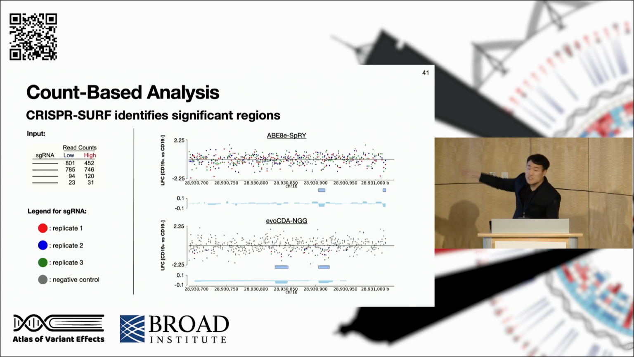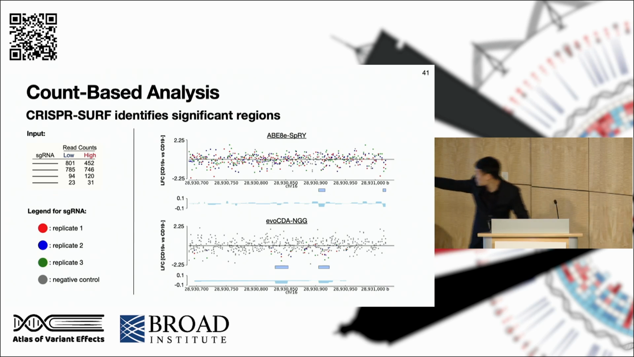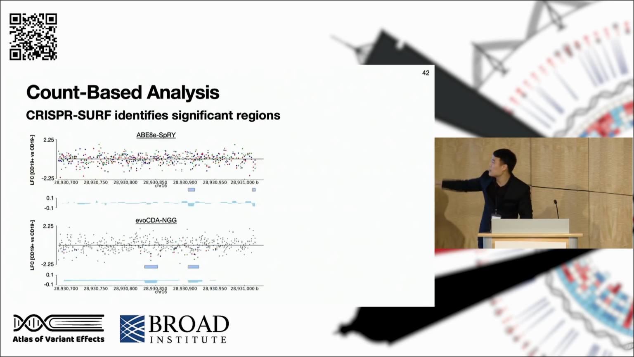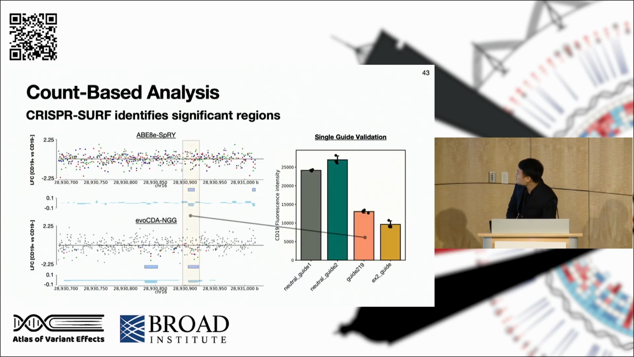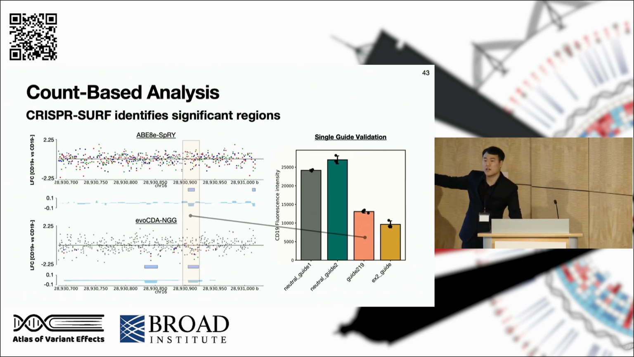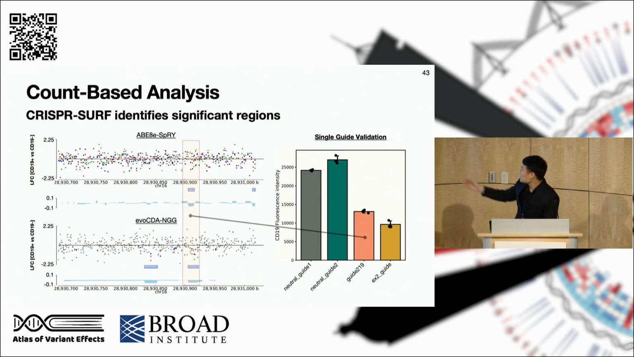We happen to find consistency between both our ABE Spry screen and our EvoCDA screen in this region of interest right here, which we wanted to investigate a bit further. So we performed single guide validation using several negative control neutral guides along with a positive control exon 2 targeting guide, as well as this guide 219, which tiles this region of interest. As you can see from our guide validation, it seems that guide 219 has a significant effect in depleting CD19, similar to that of our exon 2 targeting guide, which potentially suggests that this region is very relevant for CD19 gene regulation. I'll transition now to talk a little bit about our allele-based approach.